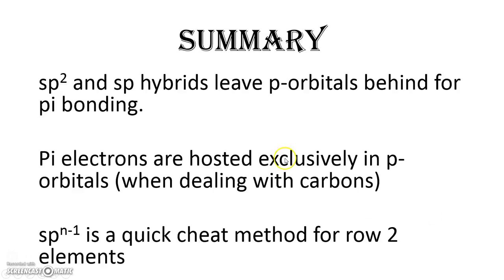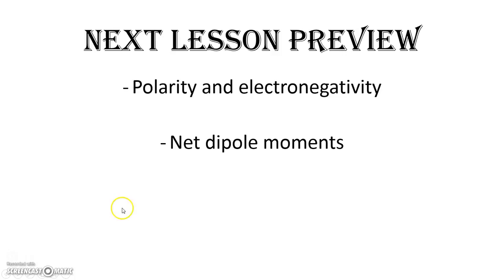So a brief summary: sp2 and sp hybrids leave p orbitals behind for pi bonding, okay? Pi electrons are hosted exclusively in the p orbitals when we're dealing with carbons. And then sp^(n-1) is a very quick cheat method for row 2 elements when I want to find their hybridization. So if you're on a test and you want to save some time, it's important to understand the theory behind this, but this is a sort of quick and dirty way. And a lot of people also correlate it to molecular geometry. So next lesson, we will be doing polarity and electronegativity and net dipole moments, a very important lesson.